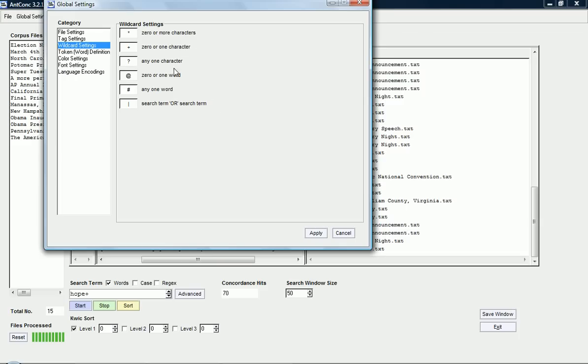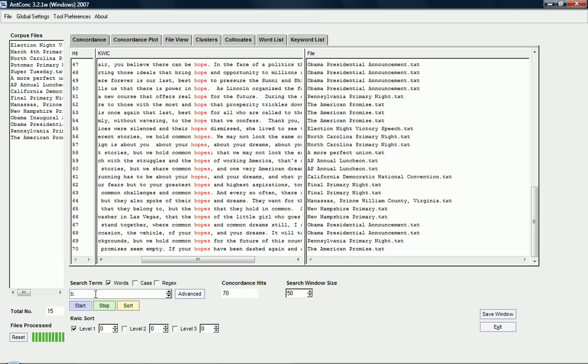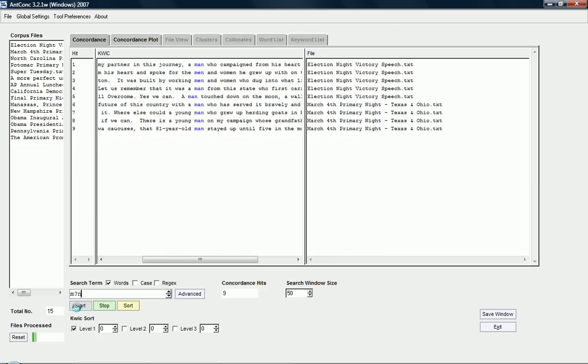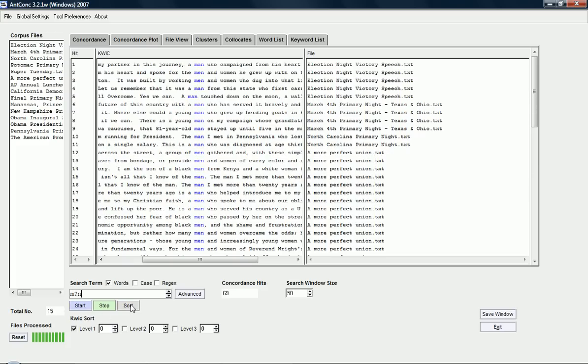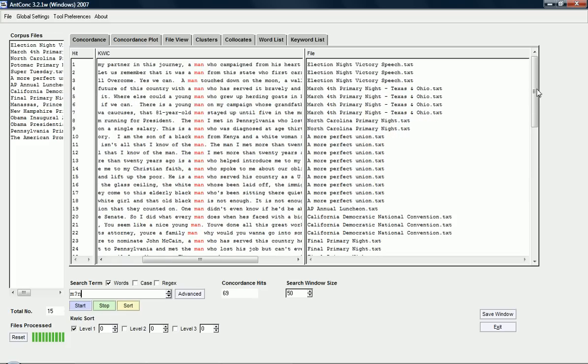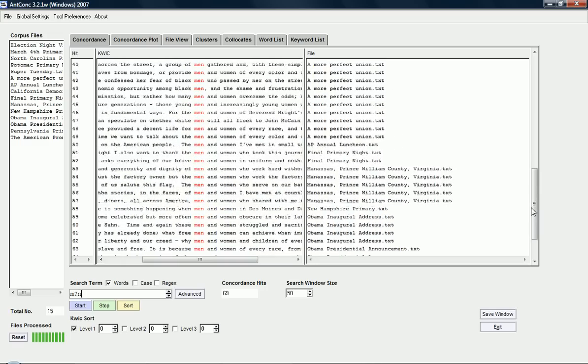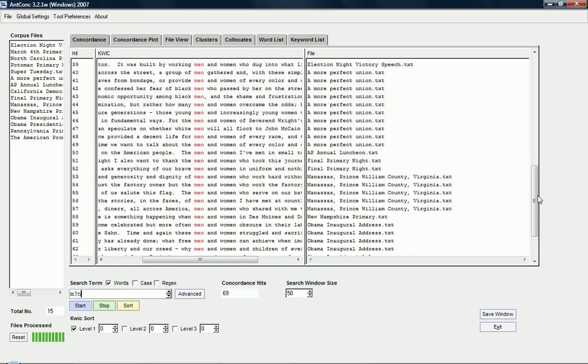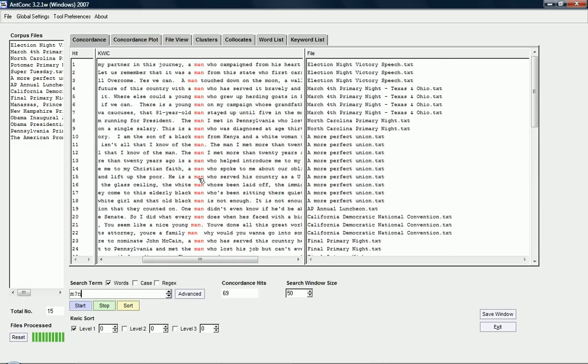Let's look at the next wildcard, the question mark, that stands for any one character. So here I'm going to use M question mark N. And again, sorting according to the word, that finds instances both of man and of men, because the question mark stands for any one character, in this case, man and men. So again, sometimes you might use this to explore semantically related words or word forms of a lemma.